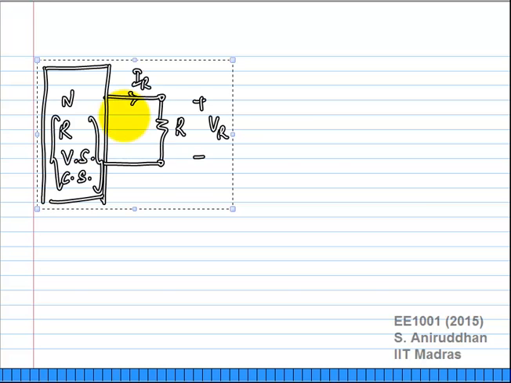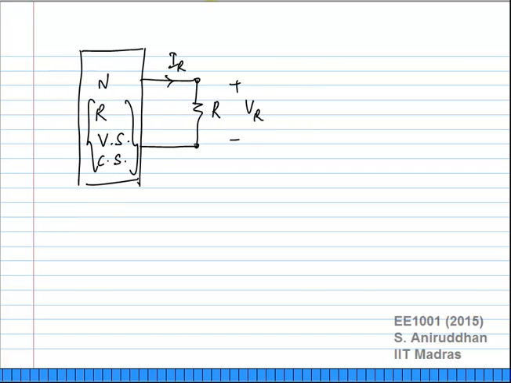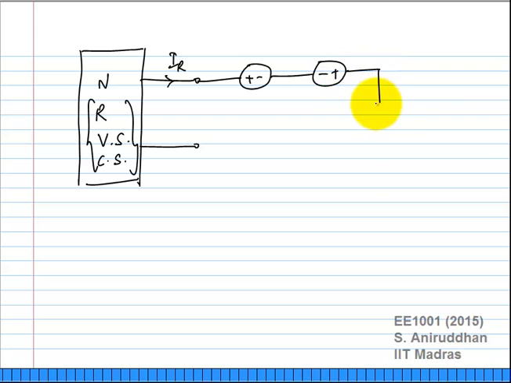Similarly, if I had taken this guy, I could have added two back-to-back voltage sources of value VR, and nothing will change. Two back-to-back voltage sources of value VR is the same as a wire. There is no potential difference between the two ends.